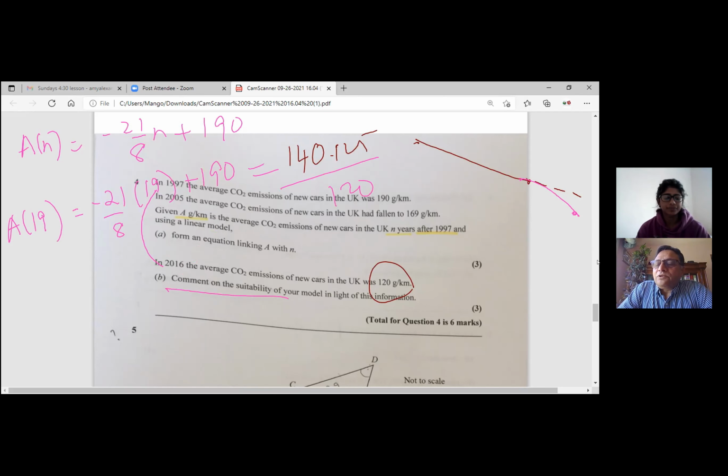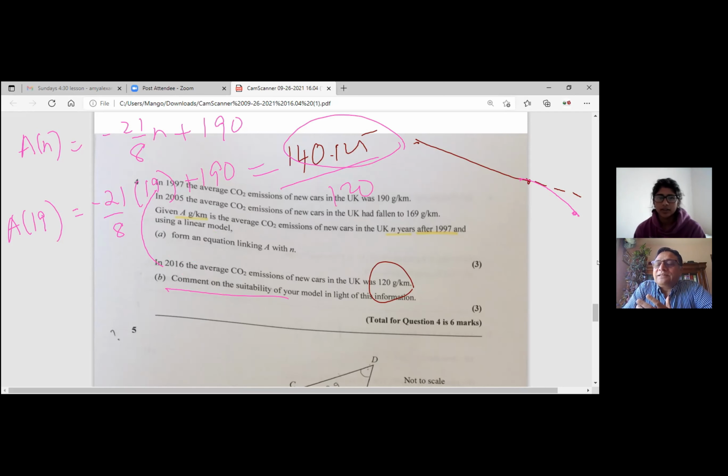So it was a linear model. I said that when I did it, I think I just did a similar thing, but I subbed in 120 as A, and then found out the number of years was around 27 years instead of 19. Okay. But I think a better approach is that in 2016, that was the average, right? So as per our model, we expected it to be 140, correct? But it was actually reduced to 120.